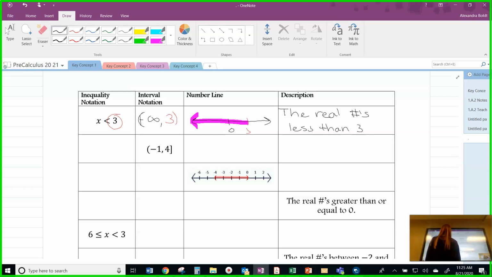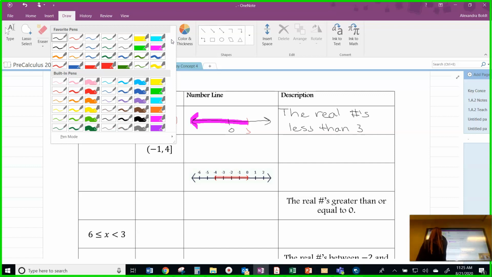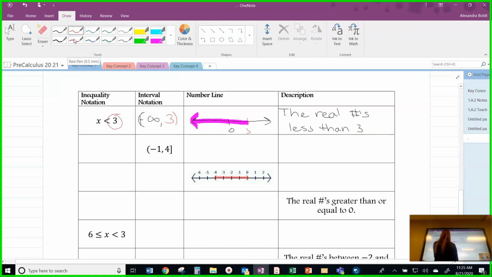All right, our next one is negative 1 to 4. We have the interval. Well, I'm starting at negative 1, right? And I'm ending at 4. And since it's parentheses, it's strictly less than. And then this one's a bracket, so it's less than or equals. So you get negative 1 is less than x, which is less than or equal to 4.